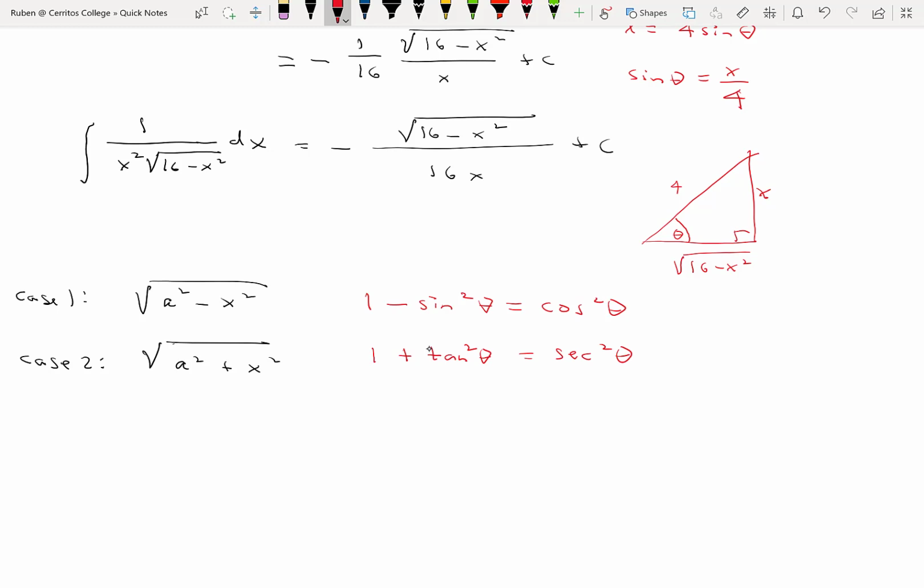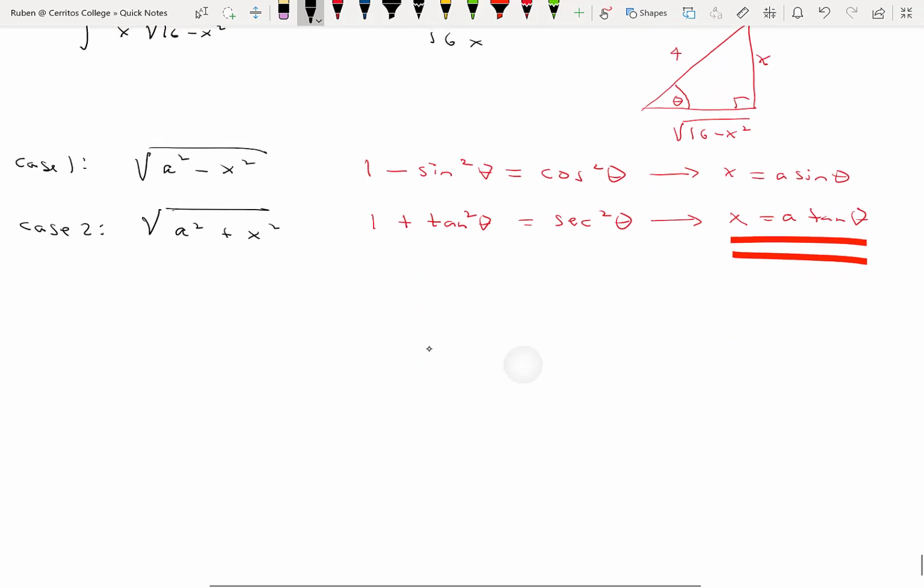Well, the original substitution in Case 1 was motivated by 1 minus sine squared to give us x equals a sine theta. So what do you suppose the identity 1 plus tangent squared is going to motivate for the substitution? What do you think the substitution would be corresponding to a squared plus x squared? A tangent theta. Okay, and that's the substitution that we make. So let's take a look at a specific example.